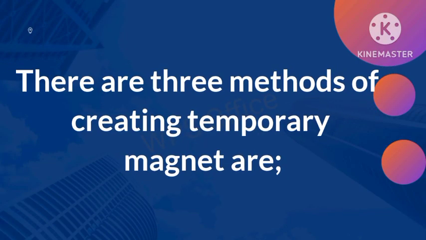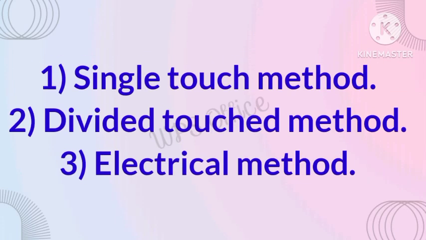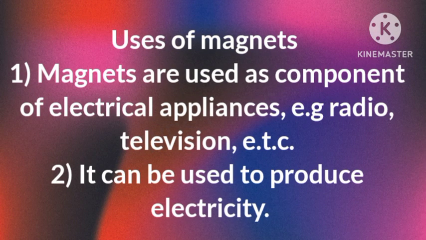Now, there are 3 methods of creating a temporary magnet, which are: 1. Single touch method, 2. Divided touch method, 3. Electrical method. Those are 3 methods.